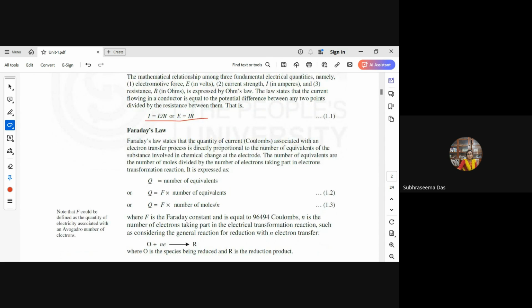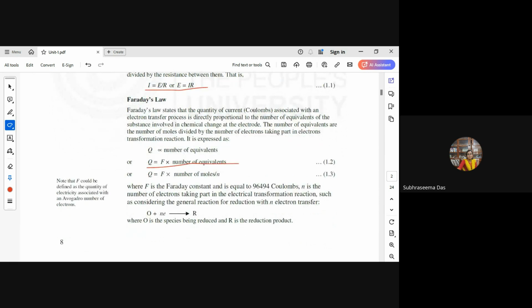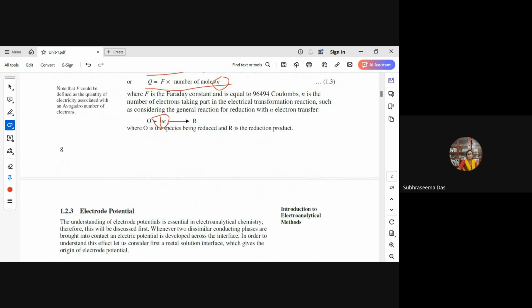According to Faraday's law, Q, that is the quantity of current in coulombs, is directly proportional to the number of equivalents, or mathematically we can write it as Q is equal to F into the number of equivalents, which is finally given as Q is equal to nF times the number of moles, that is represented by N. Here, F is the Faraday constant, which is equal to 96494 coulombs, and n represents the number of electrons that take part in the total transformation reaction in the electrochemical cell. Sometimes the N in this equation represents the number of species taking part in the electrochemical reaction.